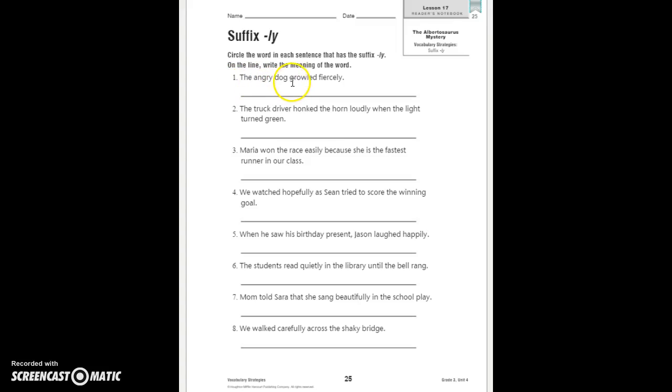The angry dog growled fiercely. Fiercely is our word that has the ly suffix. On the line, we need to write the meaning of the word fiercely. Remember, when we add ly, it means in a certain way. So it would be in a fierce way. That's what you would write on the line. You can do 2 through 8 on your own.